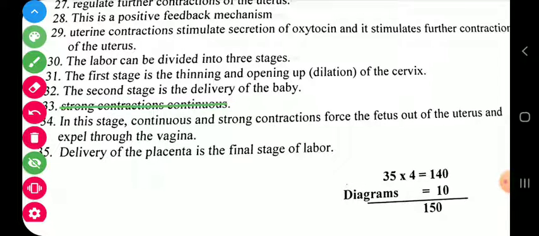So what is the second stage? It is the delivery of the baby. In this stage, continuous and strong contractions. Remember that it's continuous, it's happening fast, continuously. These contractions force the fetus out of the uterus, and then it is finally expelled through the vagina.